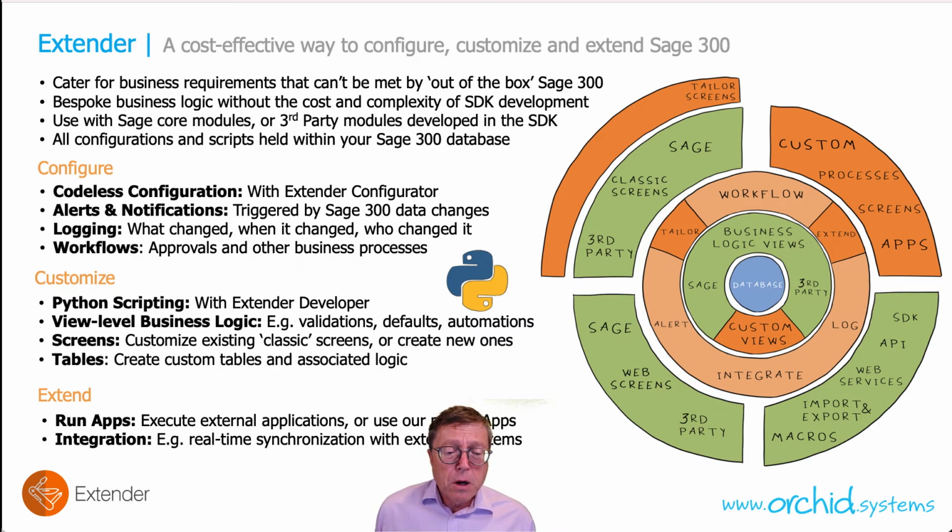You can customize Sage 300 with Python scripting with view-level business logic, changing fundamentally the way Sage 300 works if you need that. You can create your own new screens along with your own new tables should you need additional information or data within Sage 300 for everybody to share. You can extend Sage 300 to run external applications when certain things happen, and also integrate with other modules, other applications via real-time synchronization with these external systems.